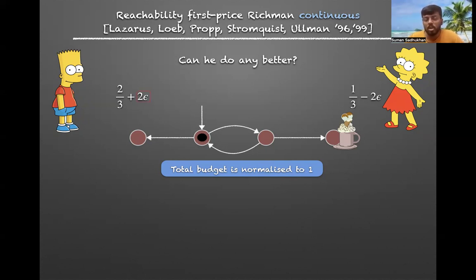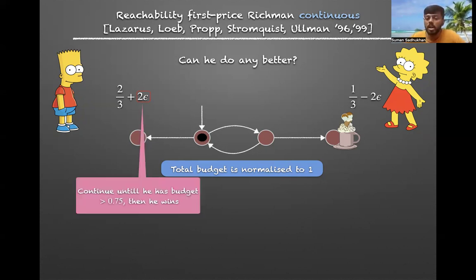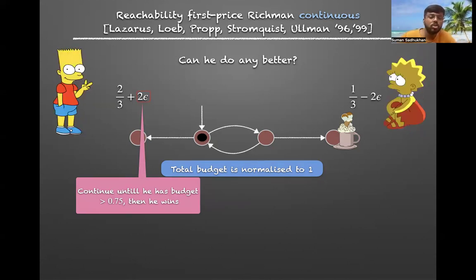So you can see that we started with Bart's budget as 2/3 plus epsilon, and now even though the token comes back to the first vertex, his budget has increased to 2/3 plus 2 epsilon. So he can do that forever, and eventually his budget will be more than 0.75, and then we can play the strategy that I showed before. So what this shows is that if I give Bart more than 2/3 budget, that is 2/3 plus any epsilon, then he has a strategy so that he can eventually win the game.